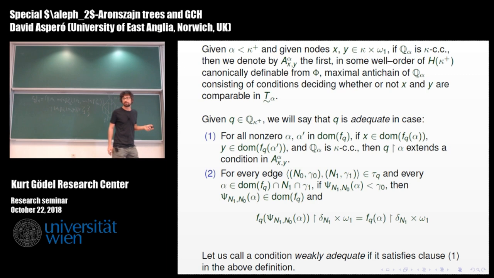And now, given condition Q, I'll say that Q is adequate in case two things happen. The first one is that for all non-zero alpha and alpha prime in the support, if I have nodes x in f_Q alpha and y in f_Q alpha prime, and alpha prime need not be the same, they could be different, and Q alpha is kappa cc, then Q restricted to alpha extends a condition in this antichain.